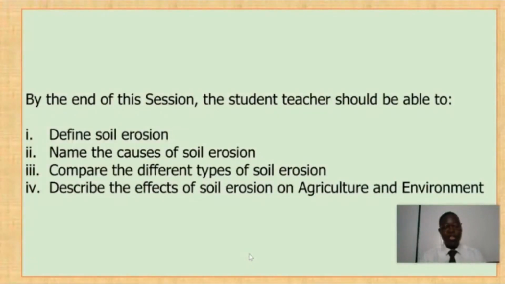And so by the end of this session, I would like us to be able to: 1. Define soil erosion, 2. Name the causes of soil erosion, 3. Compare the different types of soil erosion, and lastly, describe the effects of soil erosion on agriculture and environment.